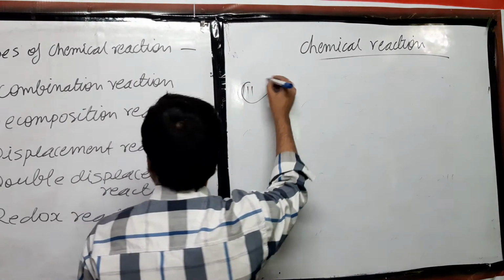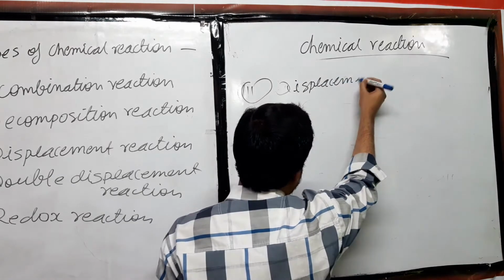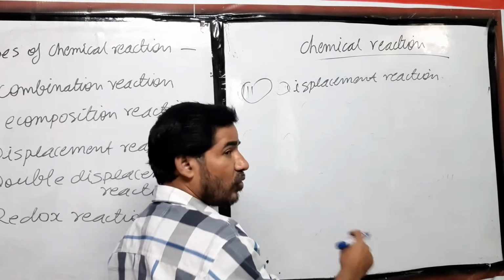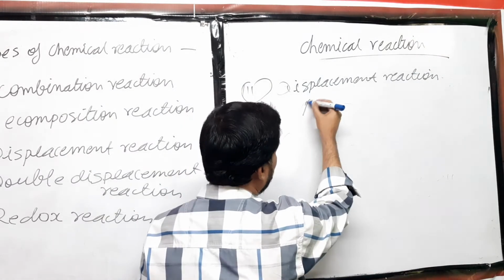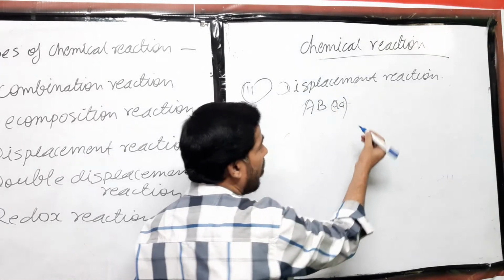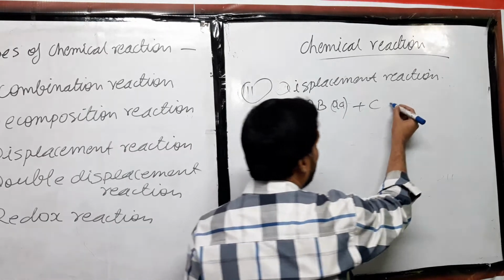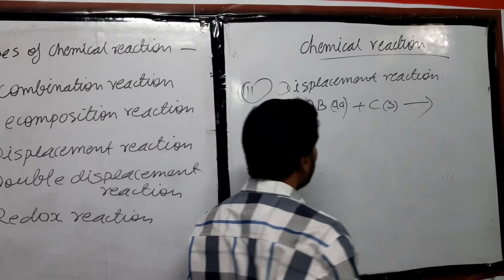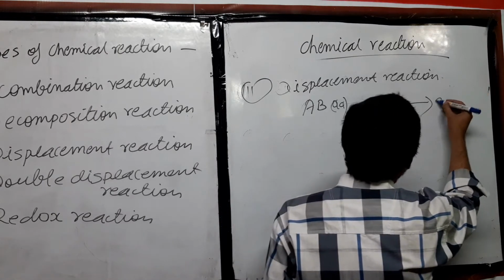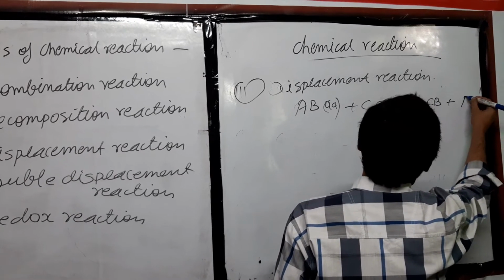Third is the displacement reaction. I am going to write a general format for this. AB, present in the form of an aqueous solution, this compound, when it reacts with C, present in the form of a solid, then new substances CB and A are formed.